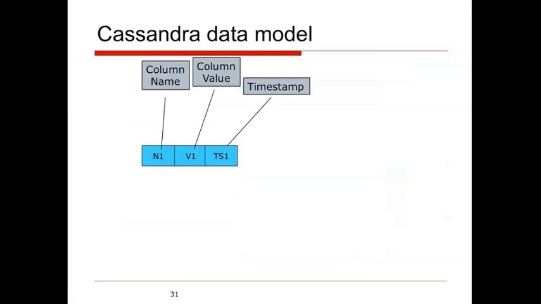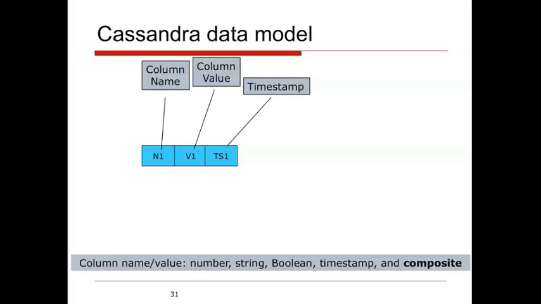So what about Cassandra? The unit of storage in Cassandra is a column, which is a triple consisting of a name, a value, so in that regard it's like an entry in a hash map, and also a timestamp, which is like the last update time. The thing to note is that even though we're calling this a column, the column name is just data, just like the column value.